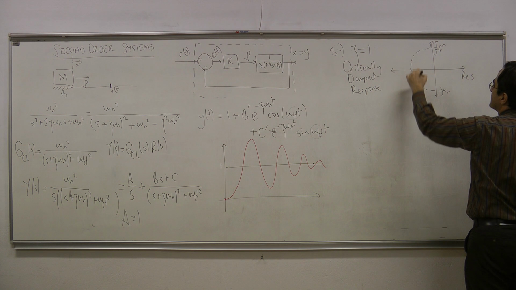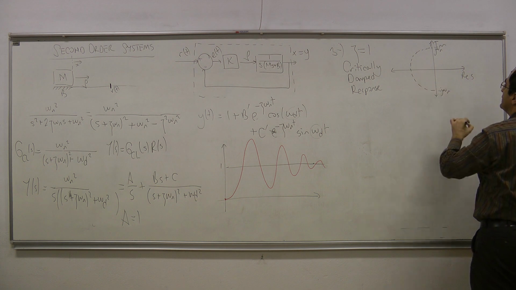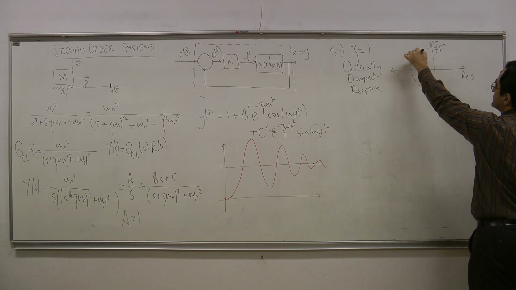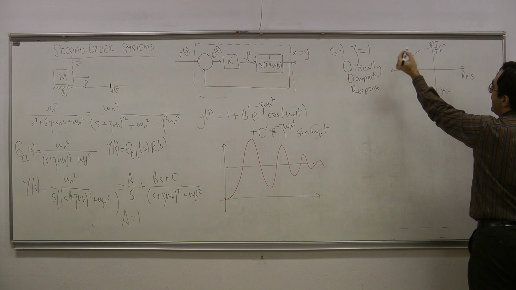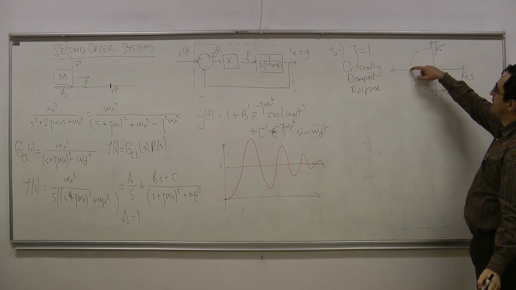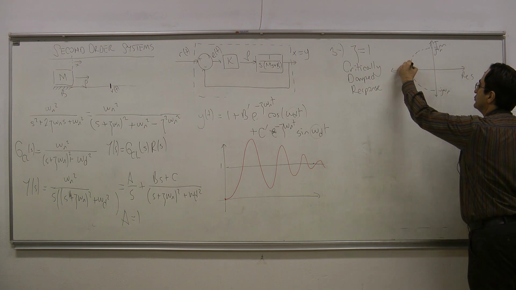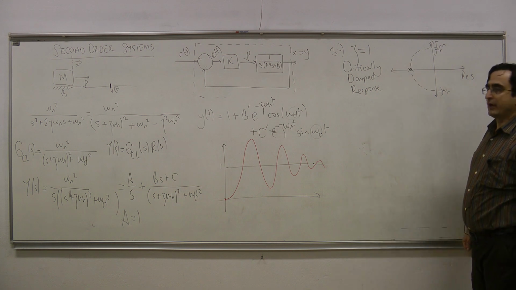And in the undamped case, I would have poles here and here. In the underdamped case, I would have them here. And in the critically damped case, when psi is equal to 1, we are going to have exactly two poles at the same location. Two real poles exactly at the same location.